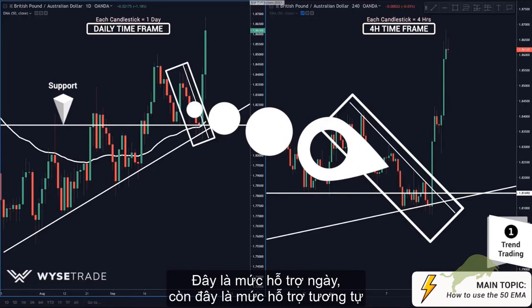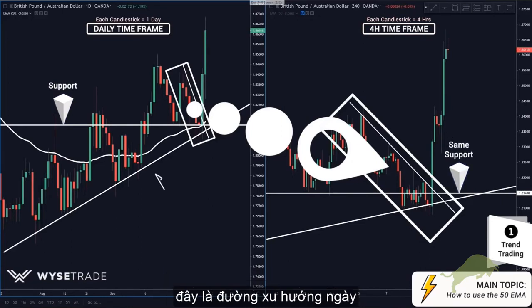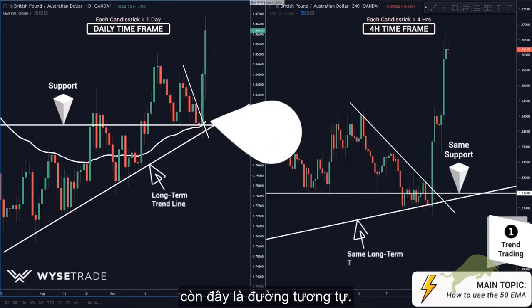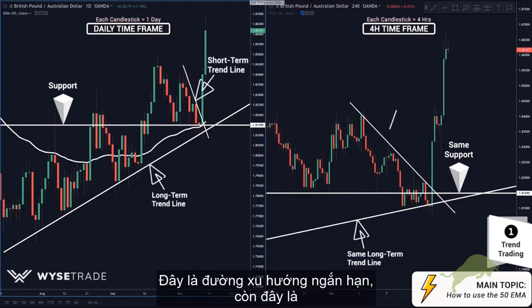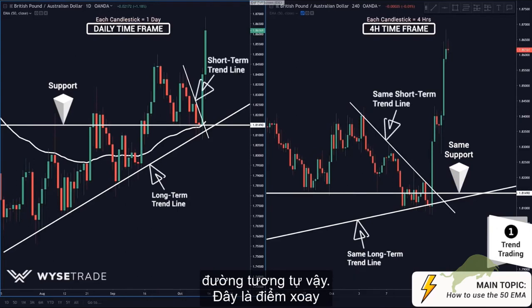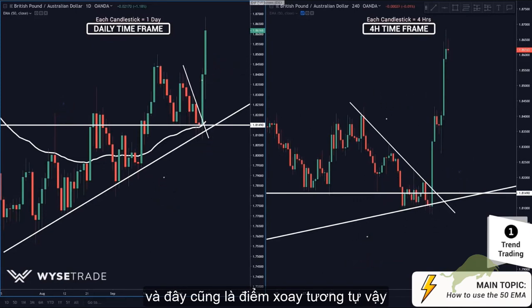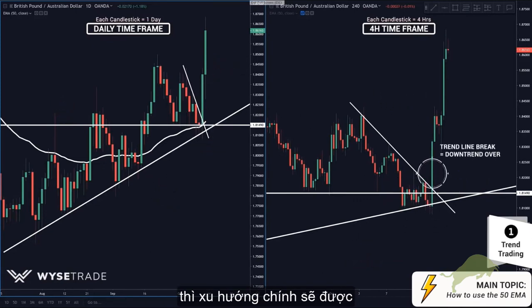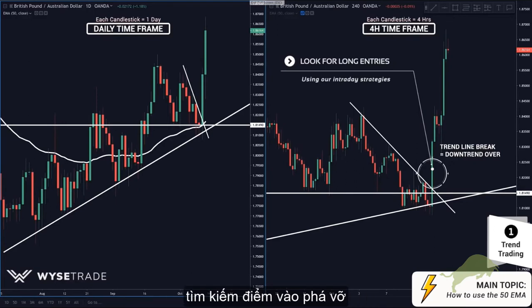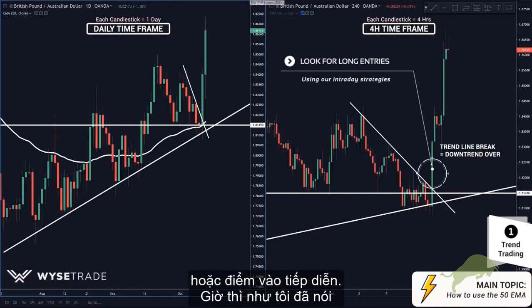Here's the daily support level. Here's the same support level. Here's the daily trend line. Here's the same trend line. Here's the short-term trend line. Here's the same short-term trend line. Here's the access point. Here's the same access point. And once you had your break through the short-term trend line, your directional bias is confirmed as long, and you would go to the lower time frames and start looking for long entries through breakouts and momentum plays.